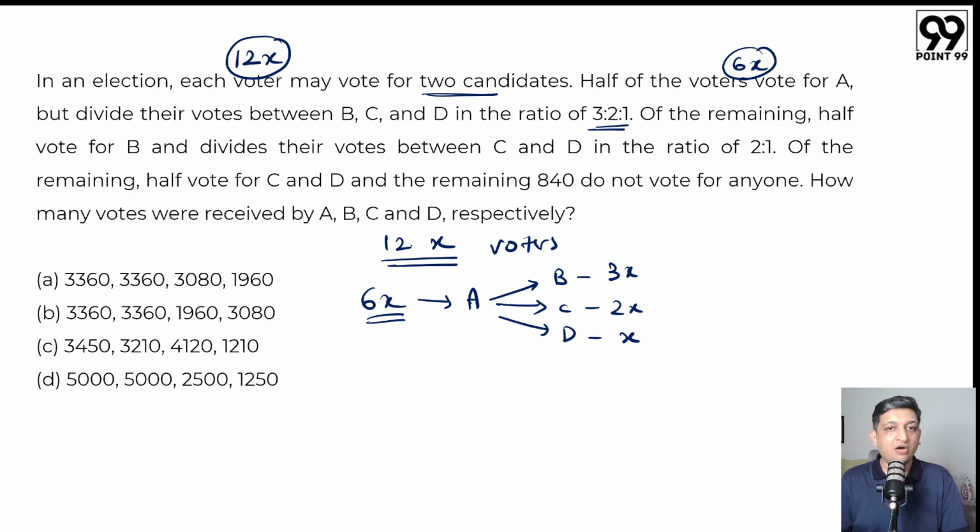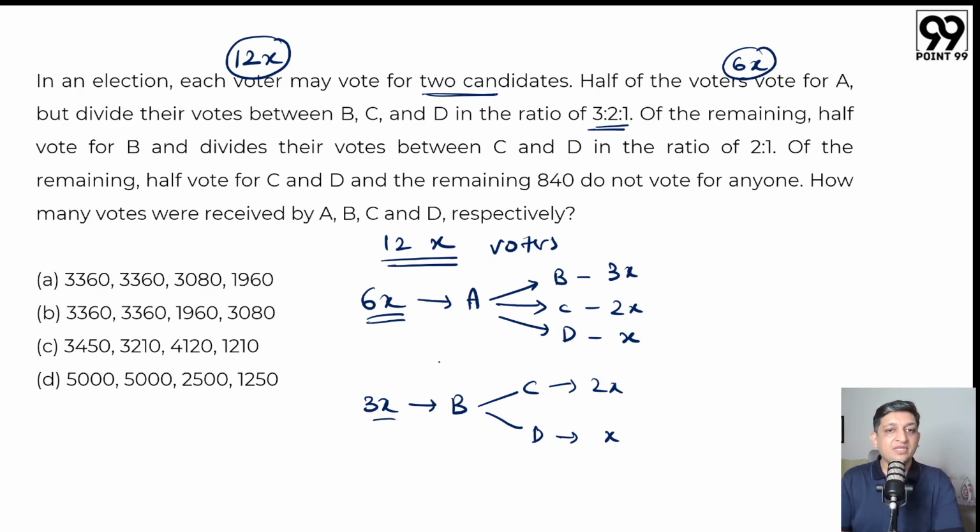Of the remaining, so out of 12X, 6X are done. Of the remaining, half vote for B. So 3X people would have voted for B now. That is what we know here. And they divide their votes between C and D in the ratio 2:1. So B and A will not happen because B and A has already happened here. But C and D is going to happen in the ratio of 2:1. So if this is 3X, I know that C is going to be voted by 2X people and D is going to be voted by X people in addition to B. So that is what we know.